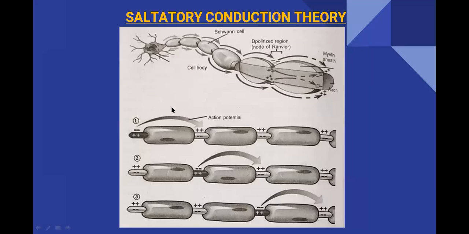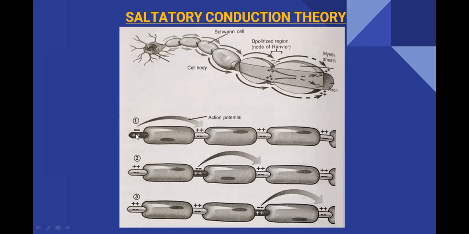The myelin sheath is there. As the myelin sheath does not have any sodium channels, what is happening? After the myelin sheath, the first Ranvier node has the sodium channels. So from the axon hillock region, all the sodium ions which have entered the axoplasm will be attracted to this first Ranvier node.